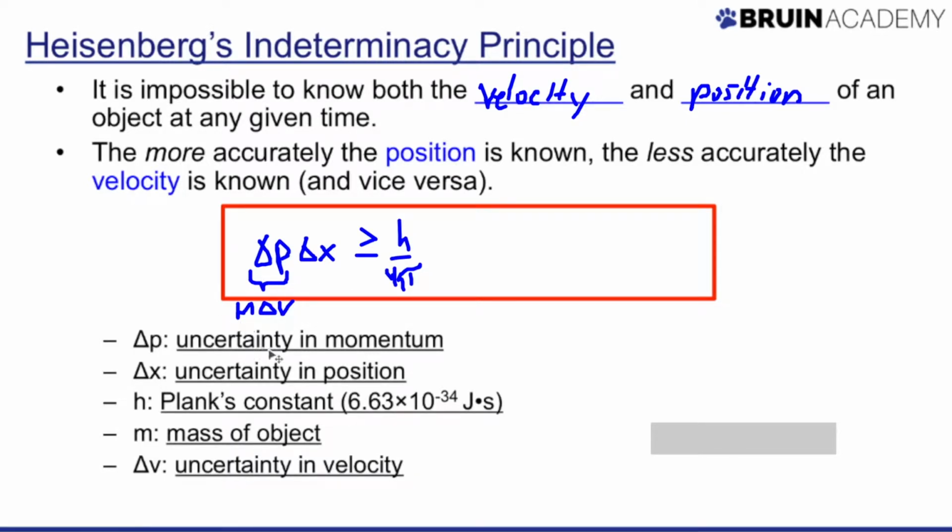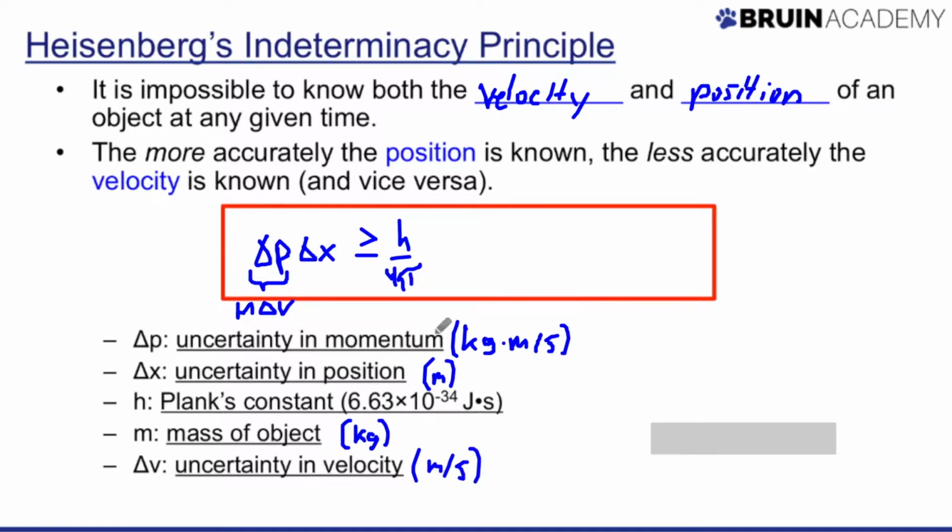So delta p, as I mentioned, is your uncertainty in momentum. The units of momentum are the units of mass times velocity, so kilograms times meters per second. Delta x represents your uncertainty in position. Just remember that delta here is not representing change, but rather uncertainty. Position is always going to be in meters. Planck's constant is 6.63 times 10 to the negative 34 joules times seconds. Mass is in kilograms as always, and your uncertainty in velocity, delta v, is in meters per second.